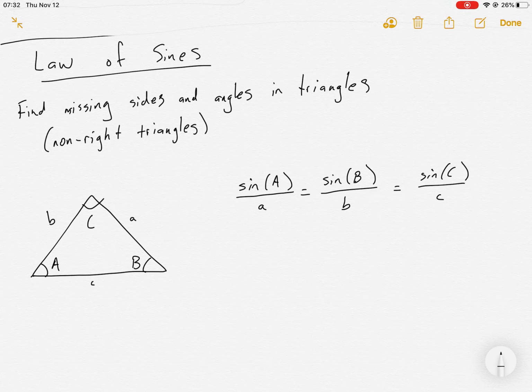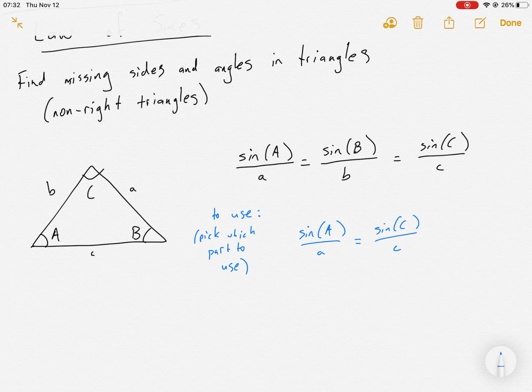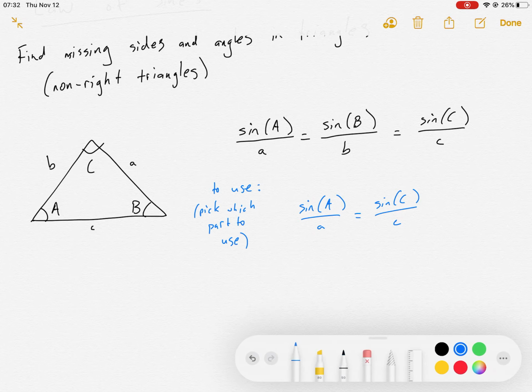So when you use this formula, you don't actually write all three out. You would only use part of it. So for example, let's say I wanted to just solve for A or something and I had C, I might do something like this. So you pick and choose which part of the formula to use. So it's sort of deceptive because there's three parts to this equation, but really we would just pick part of it. This just shows that all of those ratios are equivalent.